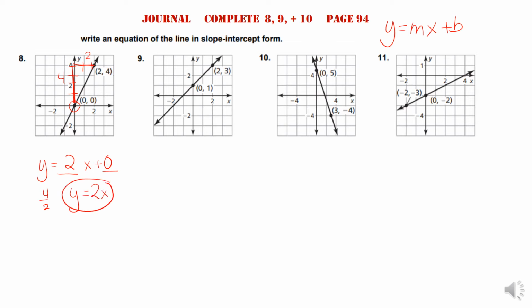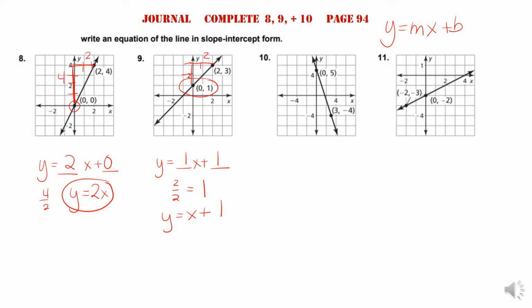Okay, over here, again, you can make the blanks if you want. Y equals blank x plus blank. My y-intercept is 1. I'm going to find my slope. My slope is up 2 over 2, and it's positive. So it's 2 over 2 equals 1. So I would write it like y equals x plus 1.